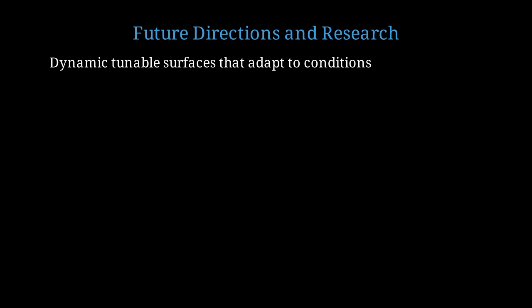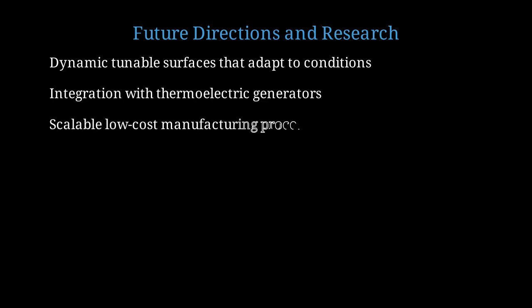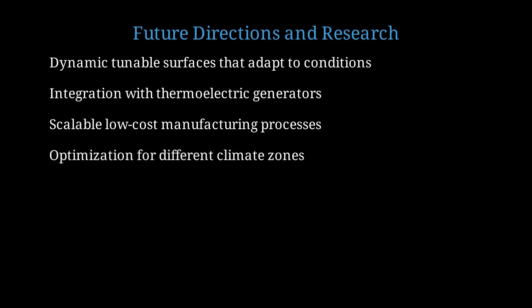What's next for this field? Where is the research heading? Researchers are developing dynamic surfaces that can tune their properties based on conditions. In winter, you might want to absorb solar heat rather than reflect it. Some groups are exploring integration with thermoelectric generators to convert the temperature difference into electricity. There's significant work on developing scalable, low-cost roll-to-roll manufacturing processes to make these coatings economically competitive. Different climate zones require different optimizations. A coating for Saudi Arabia should differ from one designed for Singapore.